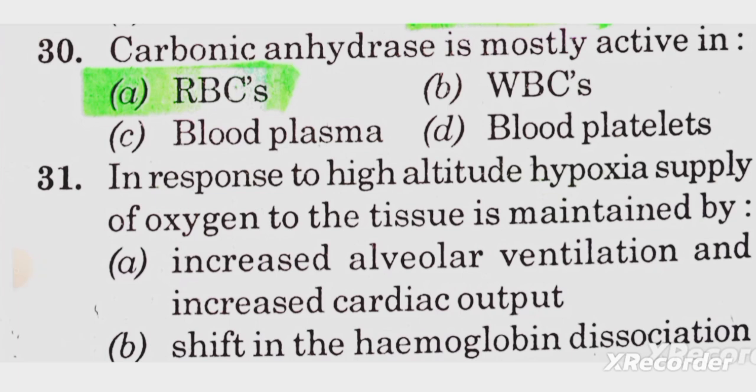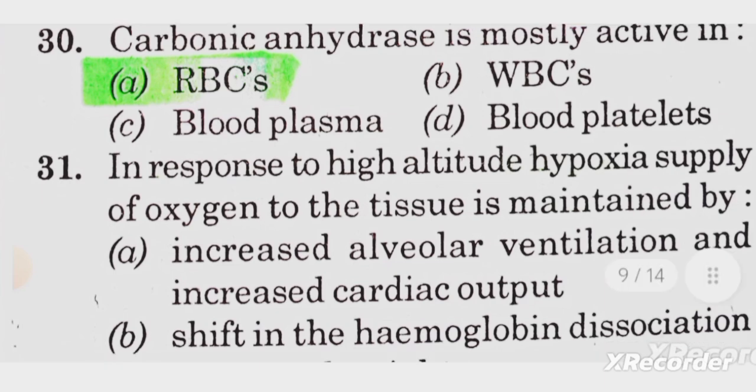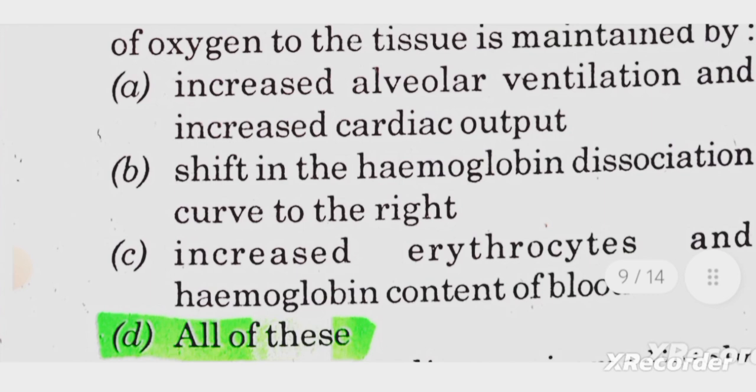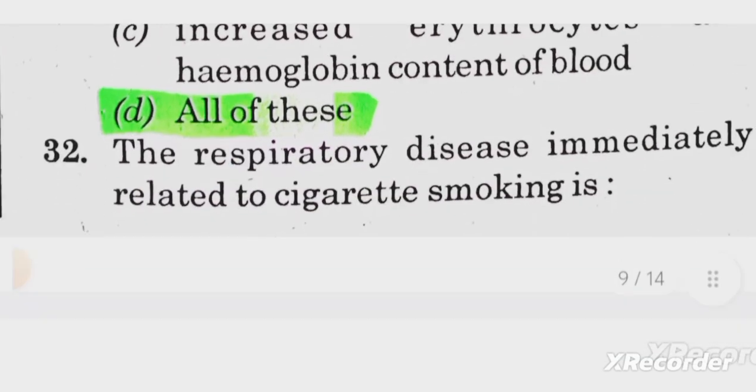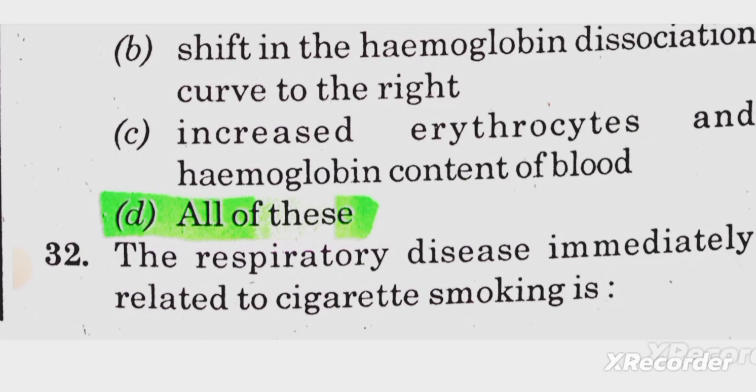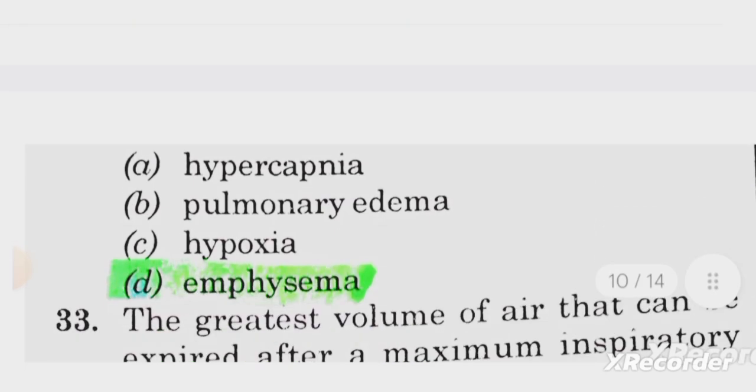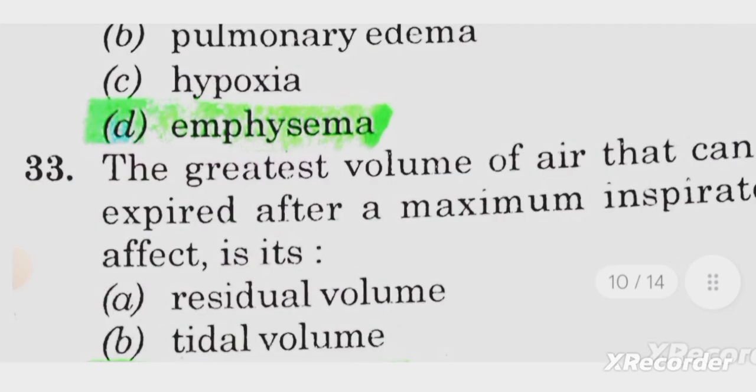Next, 31. In response to high altitude hypoxia, supply of oxygen to the tissue is maintained by answer A, all of these. Increased alveolar ventilation and increased cardiac output. B. Shift in the hemoglobin dissociation curve to the right. C. Increased erythrocytes and hemoglobin content of blood. Next, 32. The respiratory disease immediately related to cigarette smoking is answer D, emphysema.